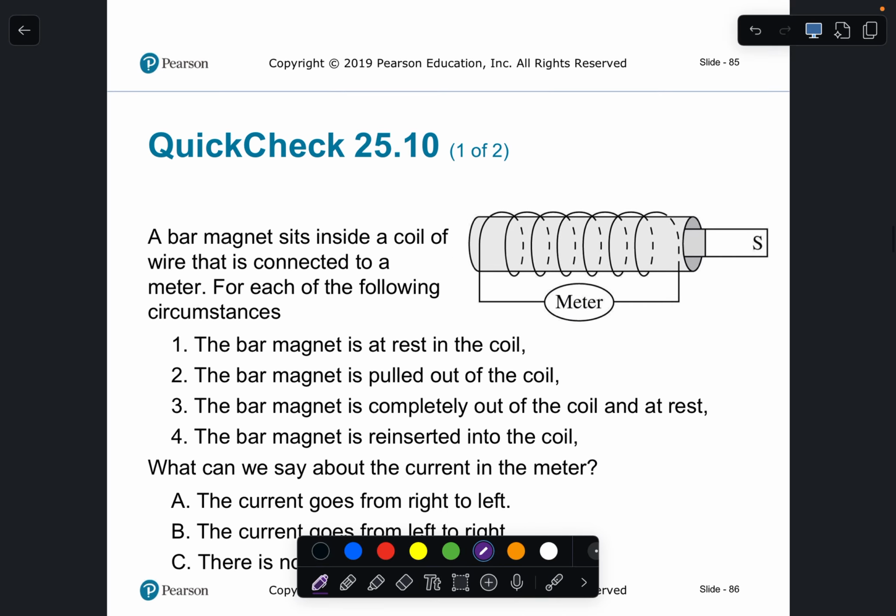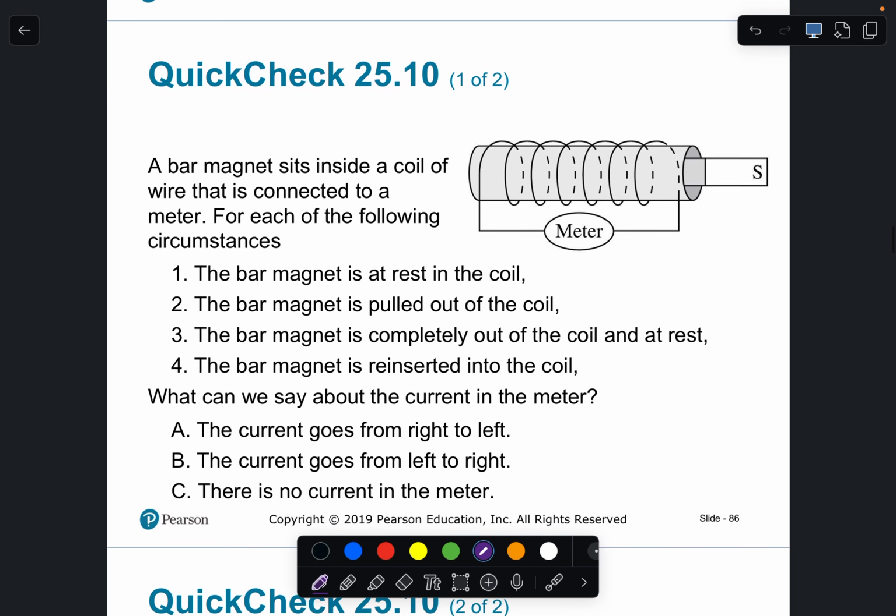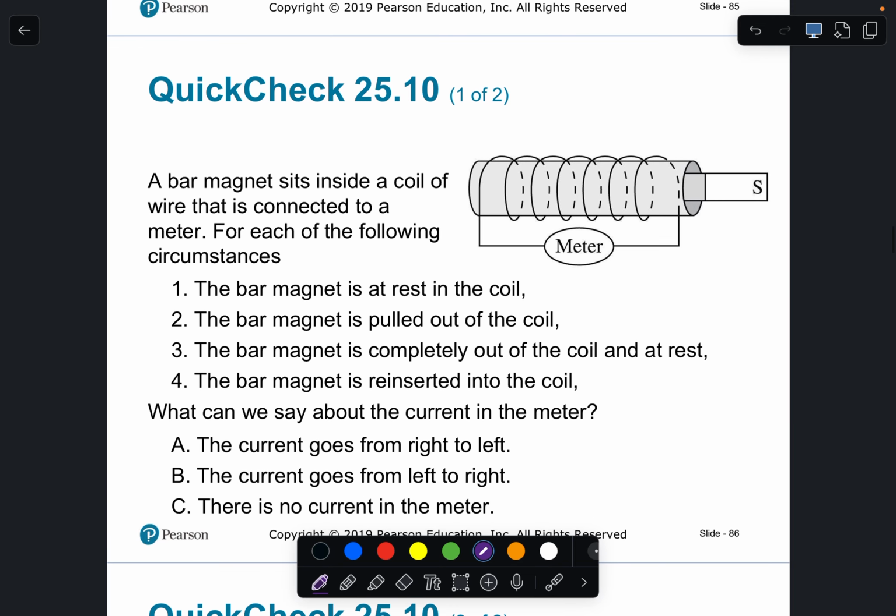Okay, here we go. Bar magnet, you can see the north pole is inside there. Let's read carefully. A bar magnet sits inside of the coil. For each of the following circumstances, what can we say about the current in the meter? So we're going to look at 1, 2, 3, 4 and identify if it's A, B, or C for 1, 2, 3, and 4.